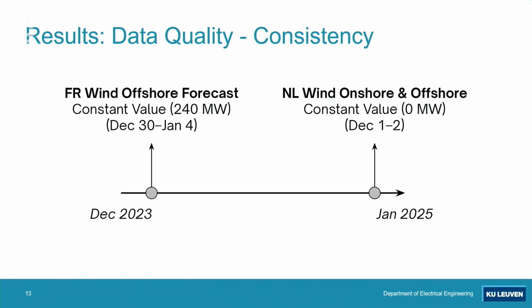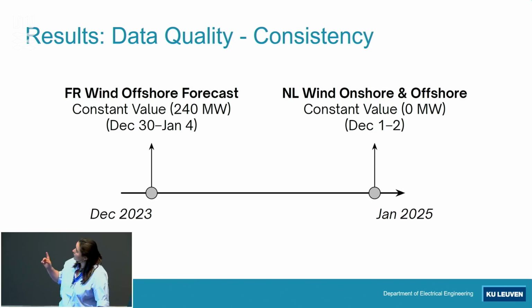Regarding the consistency, we found two examples of this. For example, for France, in the wind offshore forecast, there were 5 days when the value was always 240 megawatts. And if you look at the actual values, they had an expected distribution, so it is probably wrong here. And then the same with the wind onshore and offshore in the Netherlands. During 2 days in December, it was always 0, also probably not correct. So we also flagged those.